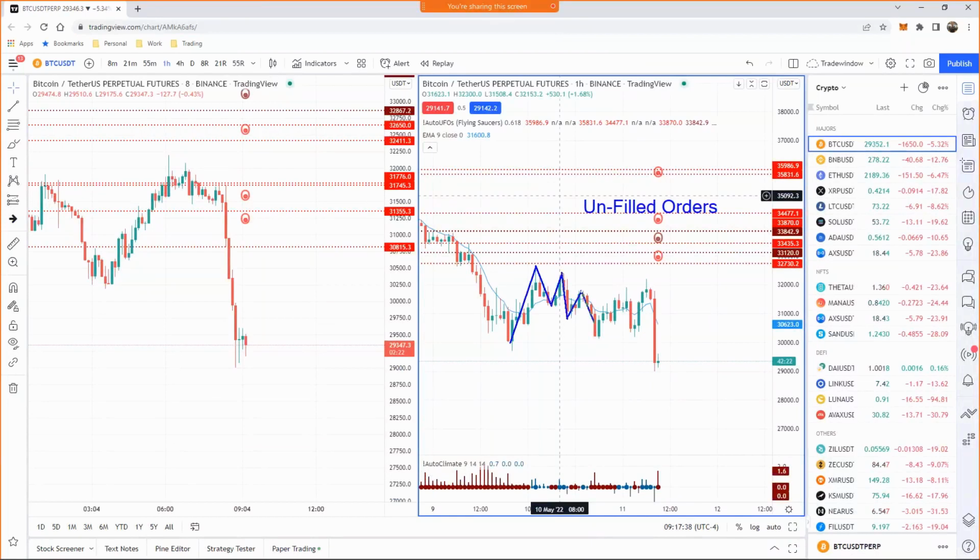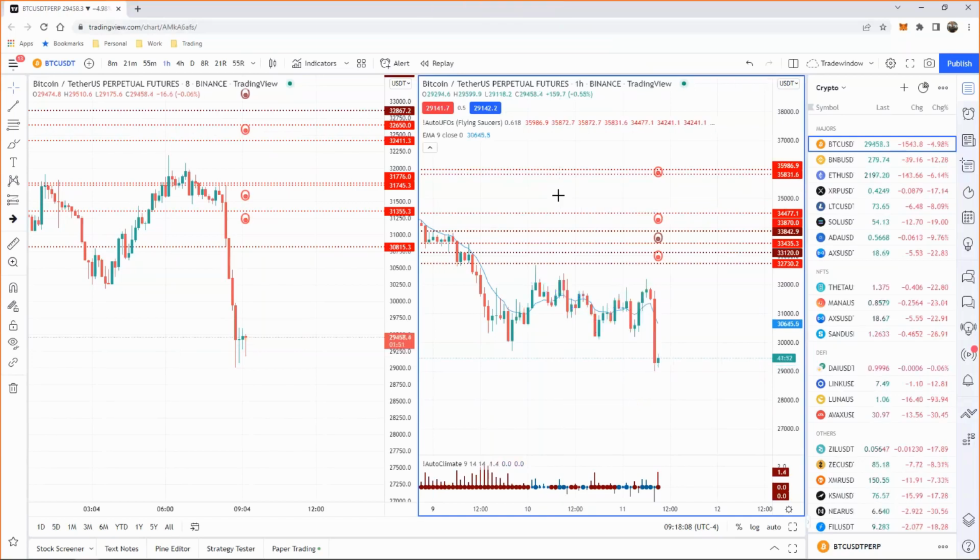It represents filled orders. This is where the orders got filled. Okay? And that's all this is. It's just where orders got filled. But what we are going for is where are there some orders that are still unfilled?